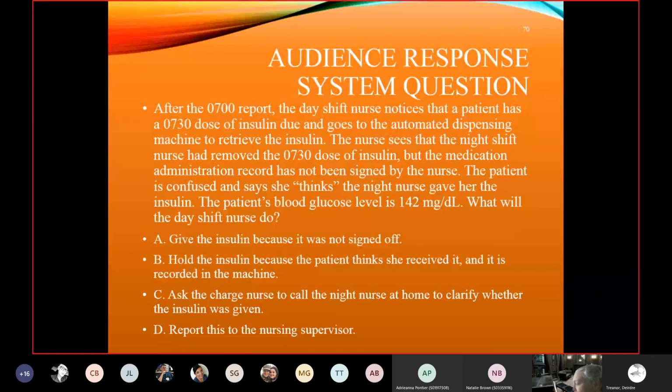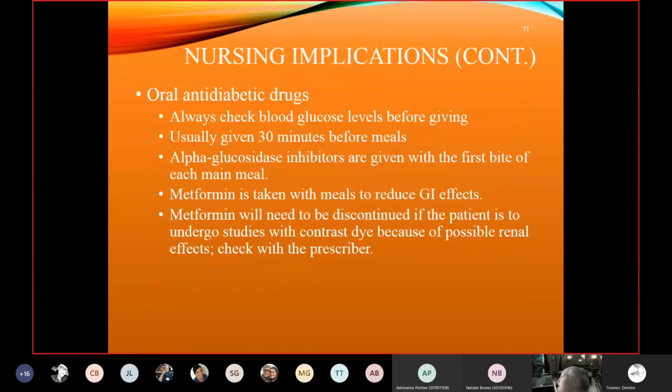Absolutely. Good job, guys. You're going to have the charge nurse call and see if you can find out if the patient was actually given the insulin. So you need to make sure, was it given or was it not given?